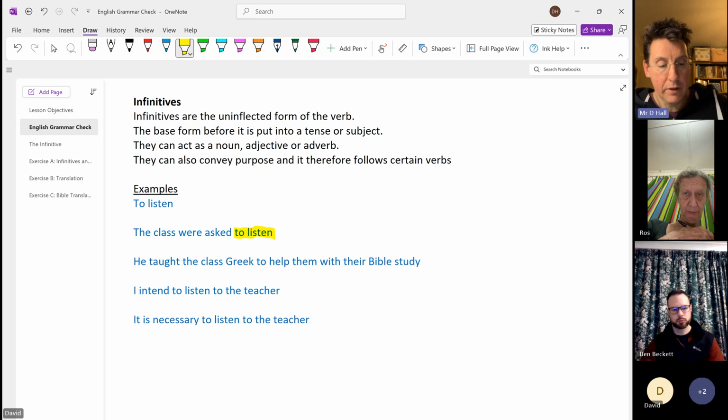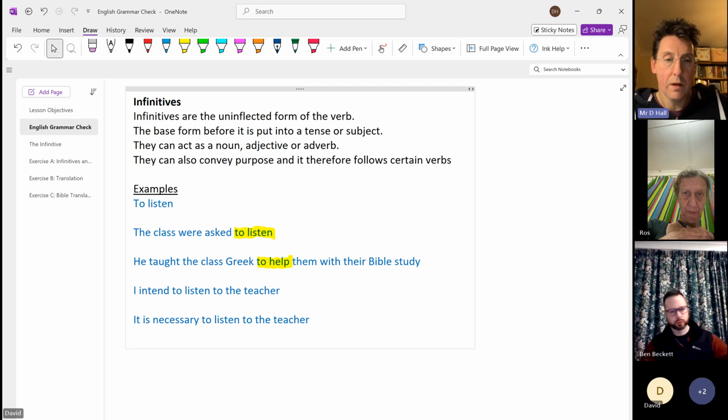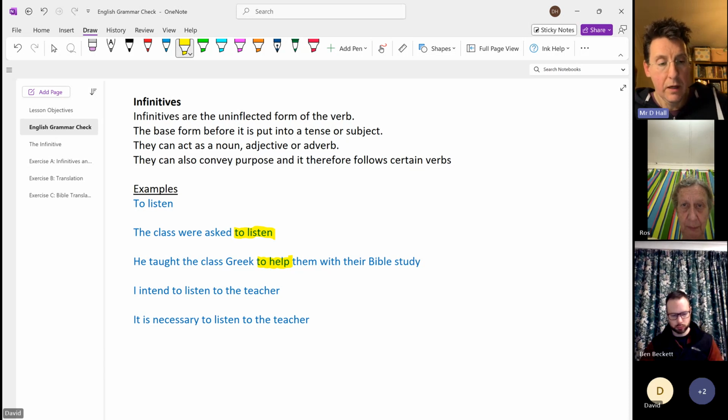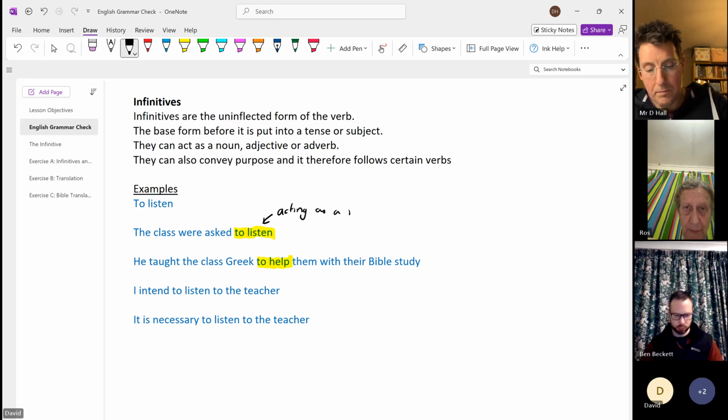So in this case, if we look at the second example, so he taught the class Greek to help them with their Bible study. So in terms of the sentence, we can spot the infinitive because it's this one here, to help. And what is going on here is that it adds some information to why the class were being taught. Okay, so we could say it's an adverb because it's describing something to do with the teaching. So he taught the class Greek to help them with their Bible study. And so here it's acting as a noun. Here it's acting as an adverb.